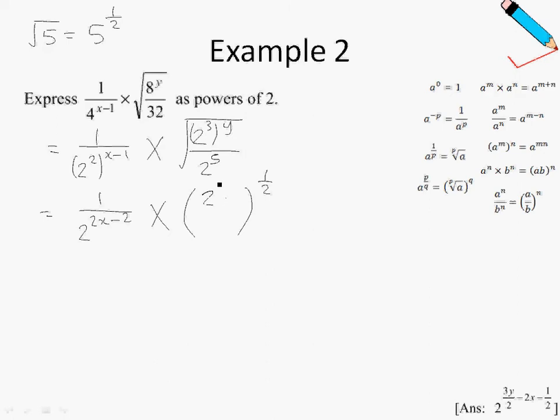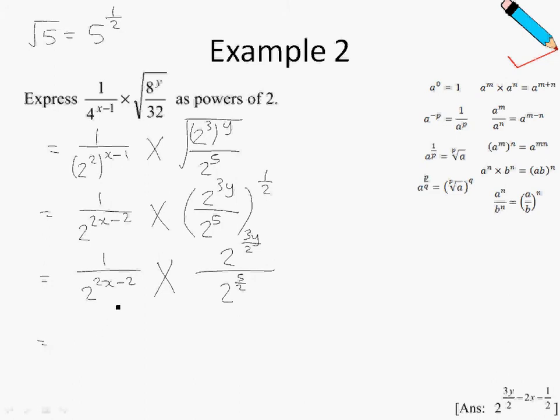Okay, so in the numerator, I have 2 to the power of 3y. To get 3y, you will be applying this law that you see over here, and over 2 to the power of 5. Okay, I'm almost there. So at this point in time, the power half will go to both the numerator as well as the denominator. I'll be applying this law that you see over here. So 2 to the power of 3y over 2, over 2 to the power of 5 over 2.